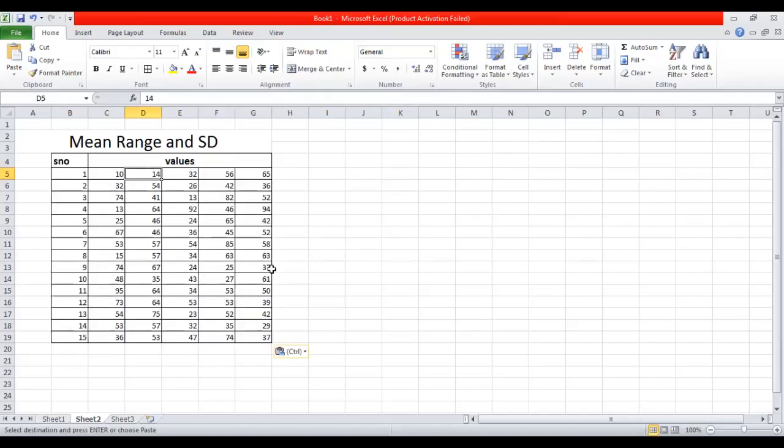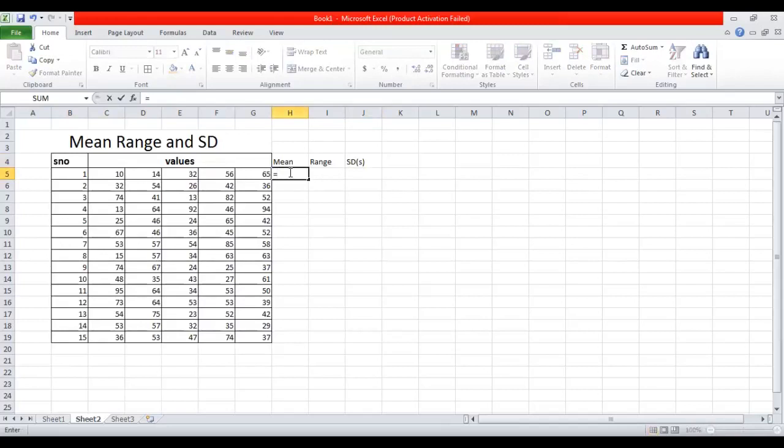To construct the control charts, what is the first step? We have to calculate the mean values, the range values, and the standard deviation values. Standard deviation is nothing but the S values. Mean values are X i bars, range values are R i. So for each sample, calculate the mean values.